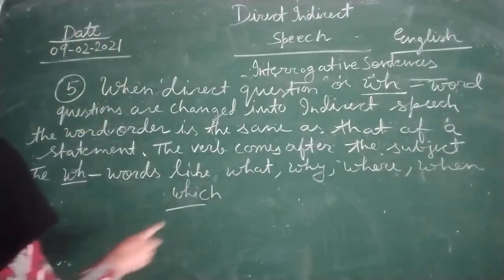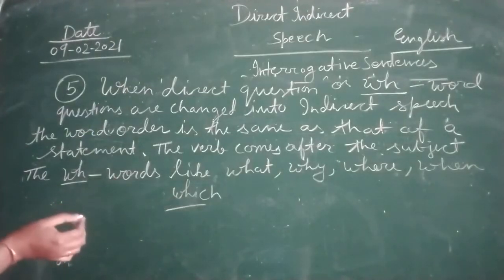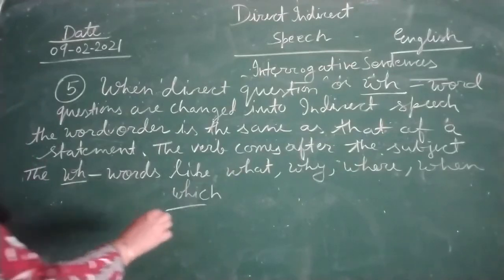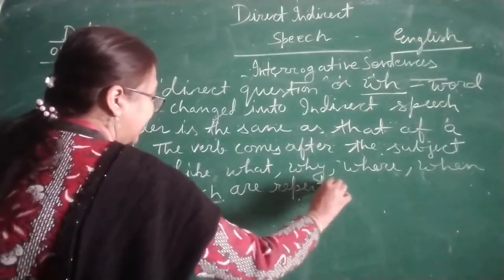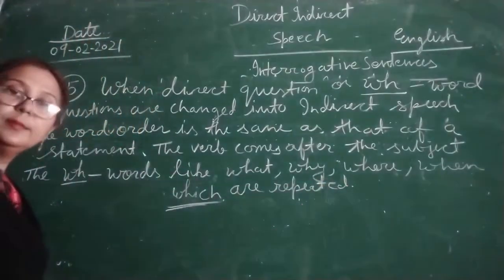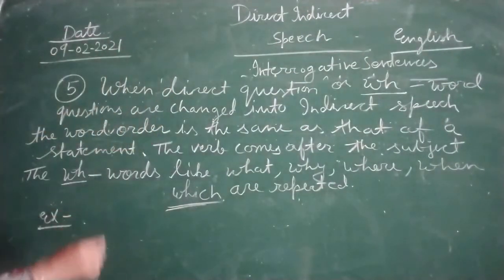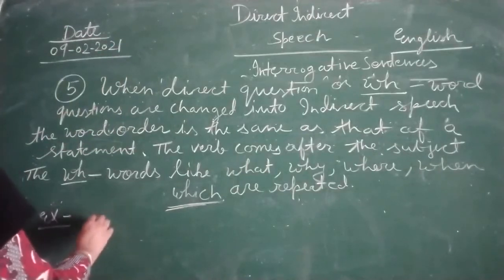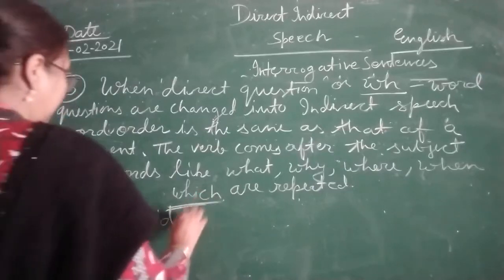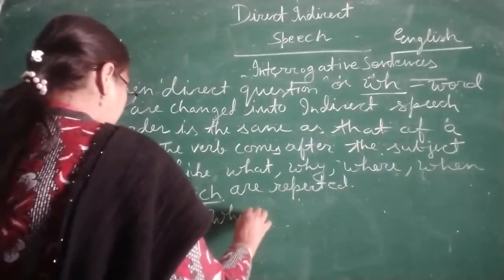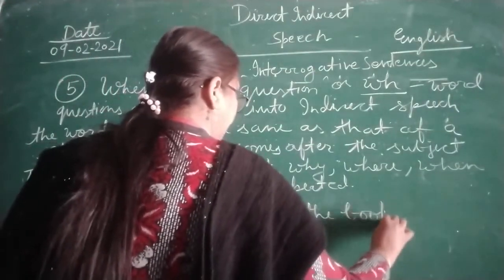So now these are the WH sentences. These will be repeated also, and after that, these will be repeated in the indirect sentence. So I am going to write one example. She said, where is the book? Okay, where is the book?